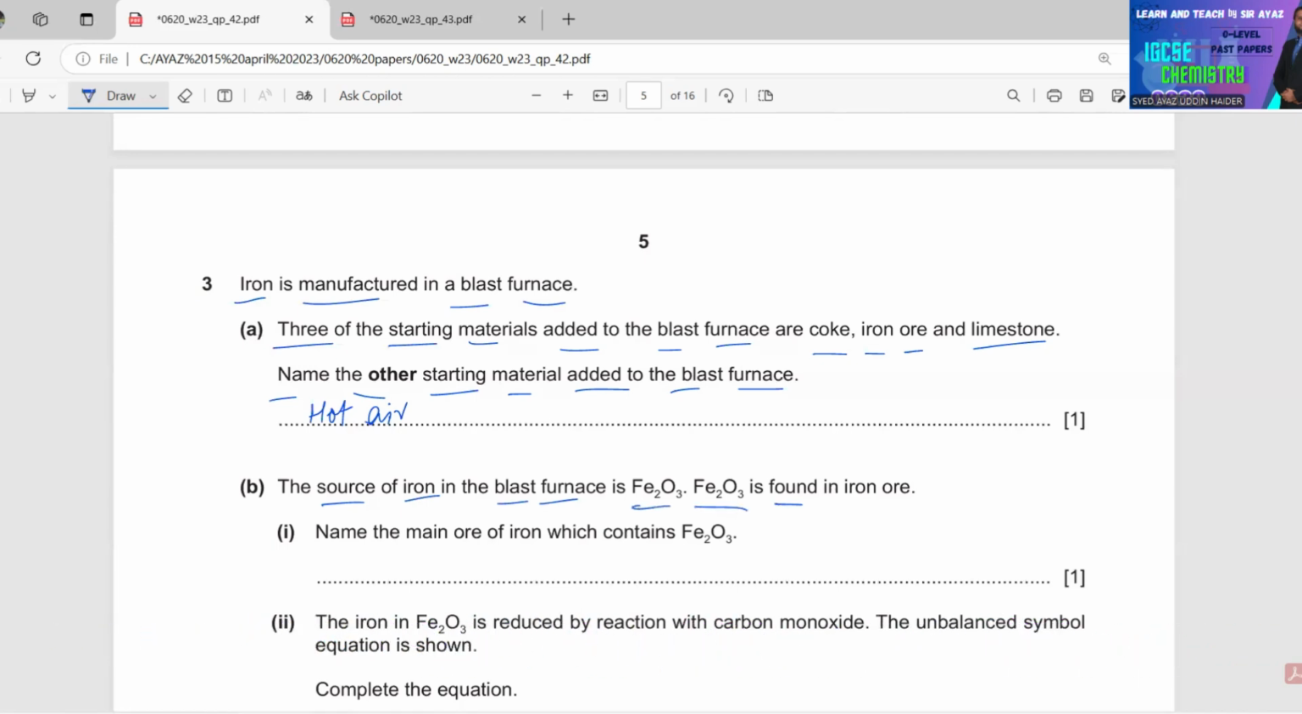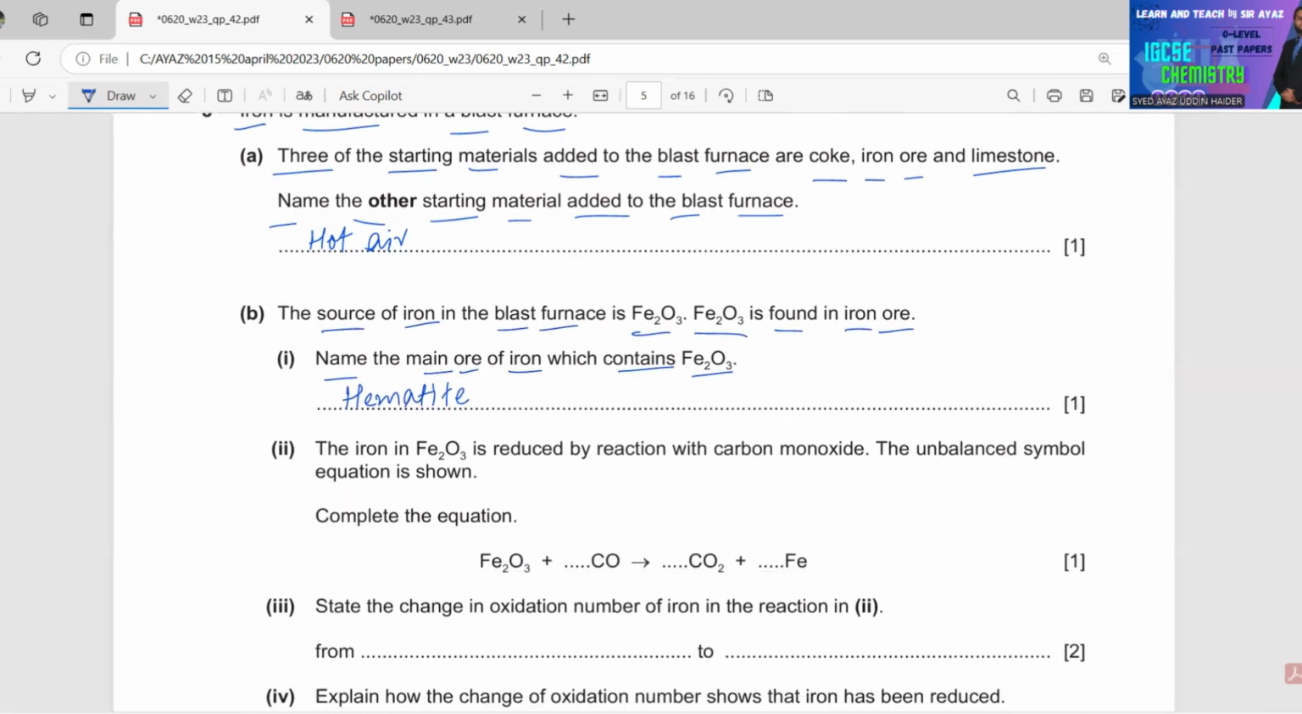B. The source of iron in the blast furnace is Fe2O3. Fe2O3 is found in iron ore. Number 1, name the main ore of iron which contains Fe2O3. The name is hematite. It's something which you have to learn by heart.